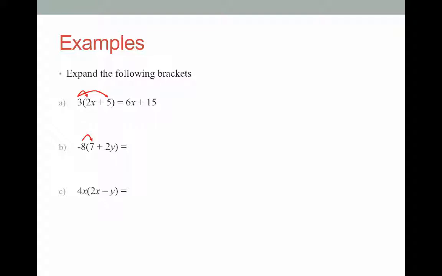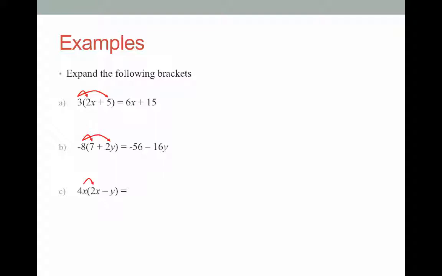The second one, I'm going to do minus 8 lots of 7, which is minus 56, and minus 8 lots of 2y, which is minus 16y. Now, I can't do anything with this answer. That is as simplified as it gets, because the first term is minus 56, which is just a numeral, and the second term is minus 16y, which has the pronumeral y in it. I can't add and subtract those. That's why I'm left with two terms in my answer.